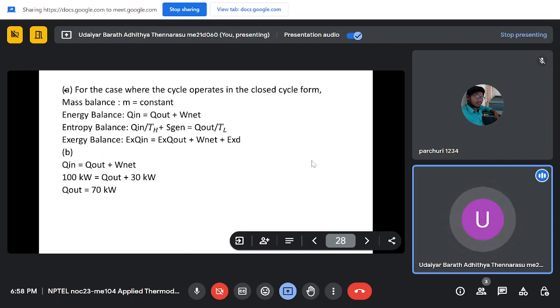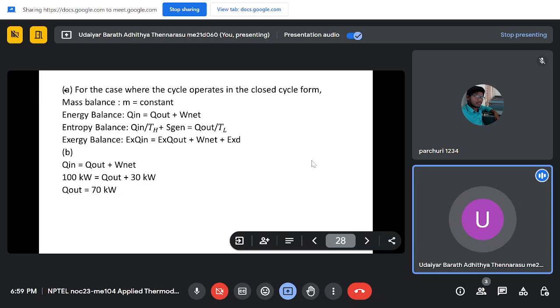And the entropy balance you can do: work will not generate any entropy, so that will be 0. Q in is at 1000 Kelvin, assuming that happens at a constant temperature. So Q in by Th plus there will be some entropy generated, which will be equal to Q out by the lower temperature, the ambient temperature. So that is the entropy balance. If this would have been the Carnot cycle, that S gen will be 0. The others will be equal. You can also relate it to a Clausius inequality. So that is the entropy balance.